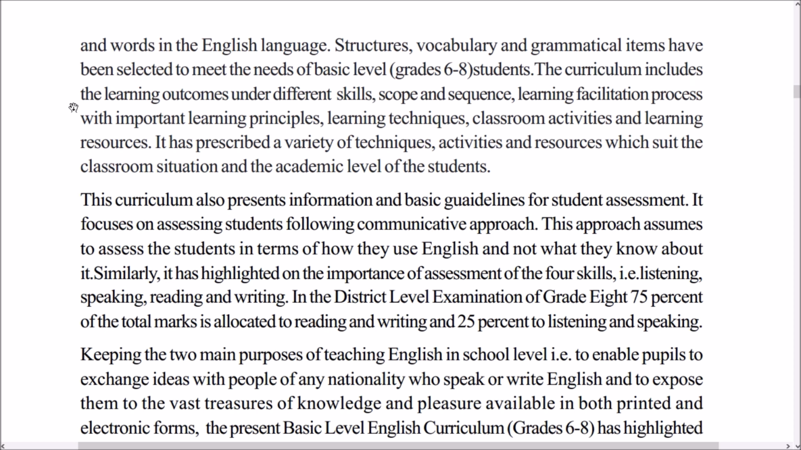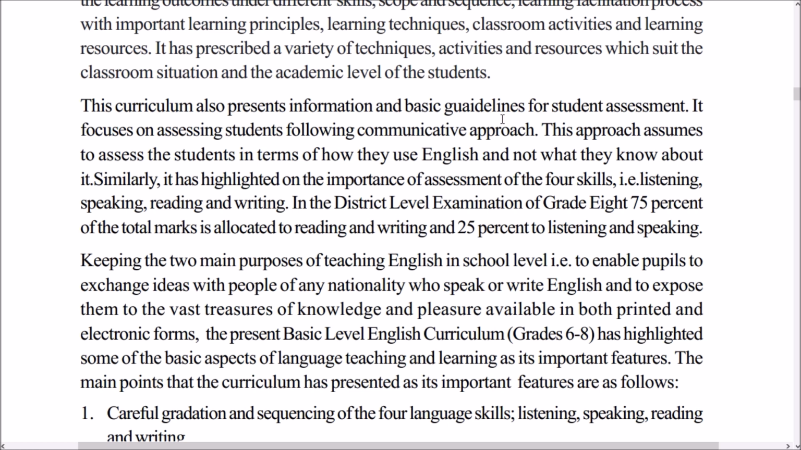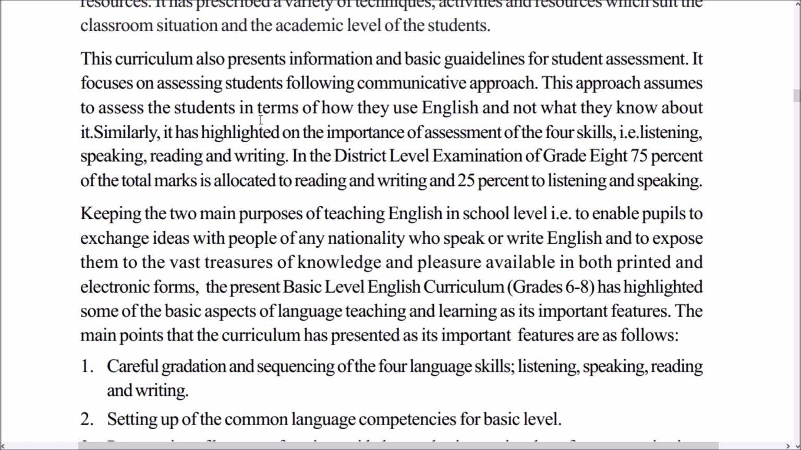The curriculum includes the learning outcomes under different skills, scope and sequence, and a learning facilitation process with important learning principles, learning techniques, classroom activities, and learning resources. It has prescribed a variety of techniques, activities, and resources which suit the classroom situation and the academic level of the students. This curriculum also presents information and basic guidelines for student assessment. It focuses on assessing students following the communicative approach. This approach assumes assessing the students in terms of how they use language and not what they know about the language. Similarly, it has highlighted the importance of assessment of the four skills.